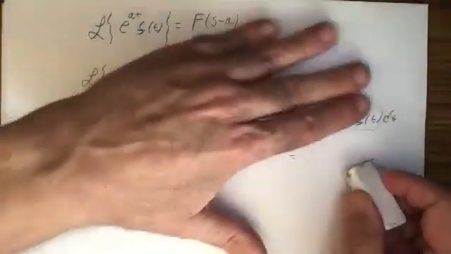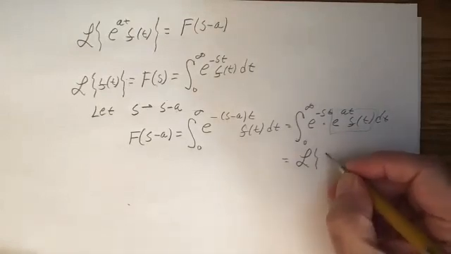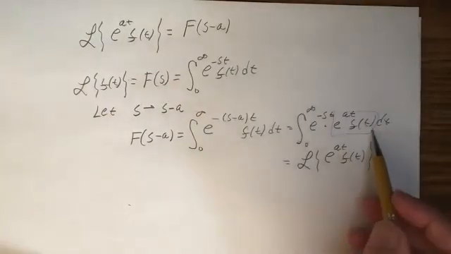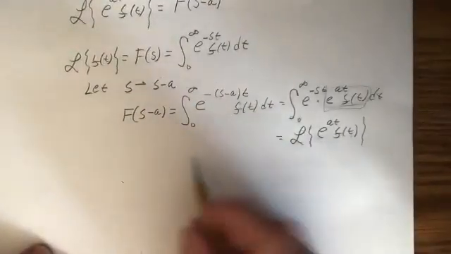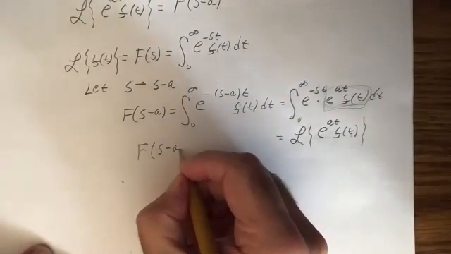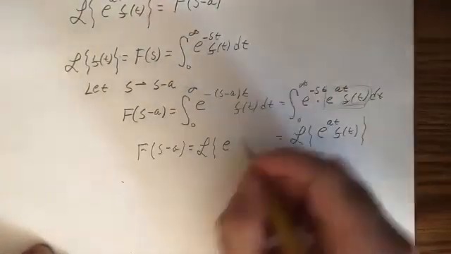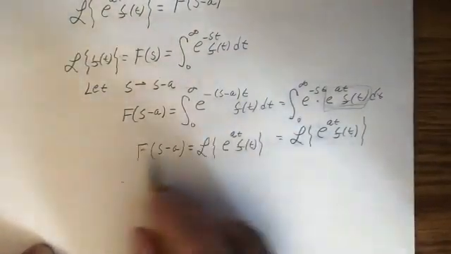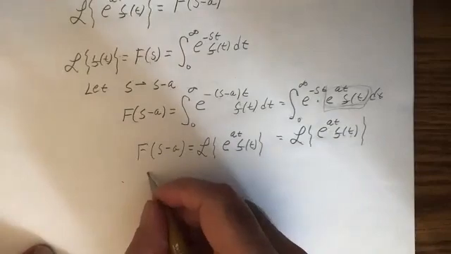If you understand the proof, that's fine. But what's more important is how to use it. So that means the Laplace transform of e to the at times f of t, because this is now my new function. So the key thing we need to understand, and now we'll do some problems, is that the Laplace transform of e to the at times f of t is equal to F of s minus a. And then there's also the inverse, the inverse Laplace transform.